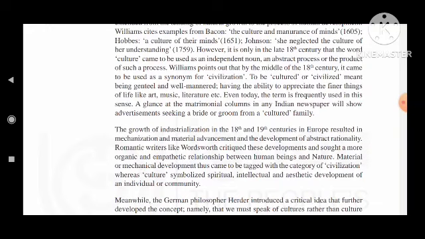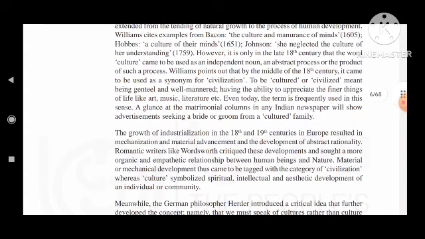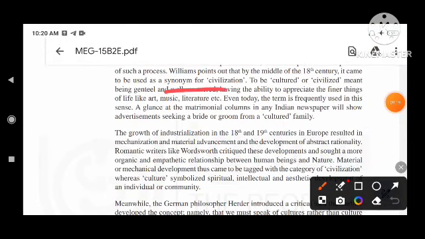However, it is only in the late 18th century that the word culture came to be used as an independent noun, as an abstract process or the product of such a process. Williams points out that by the middle of the 18th century it came to be used as a synonym for civilization. So here it is, the synonym of civilization is also culture.